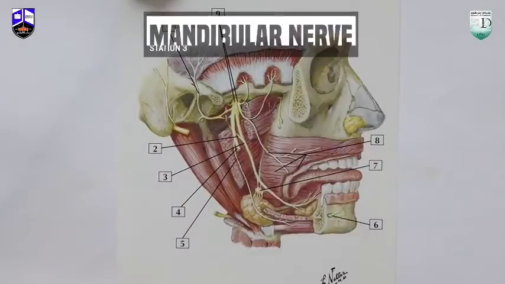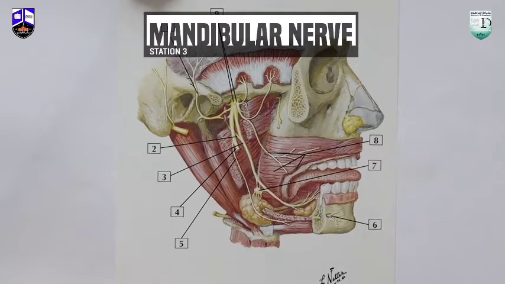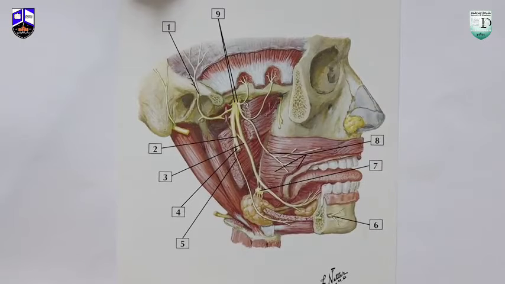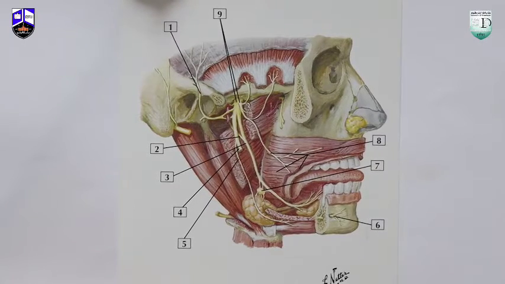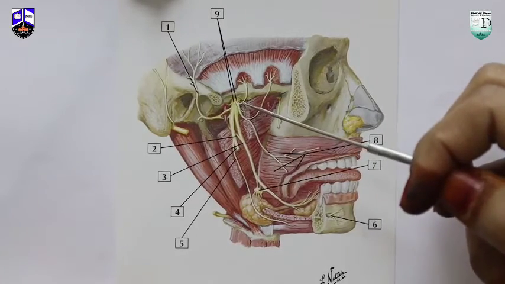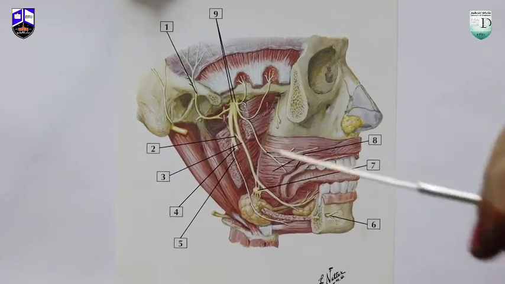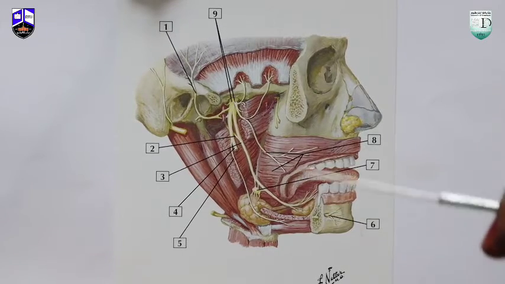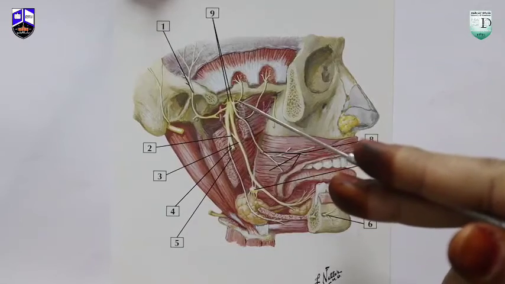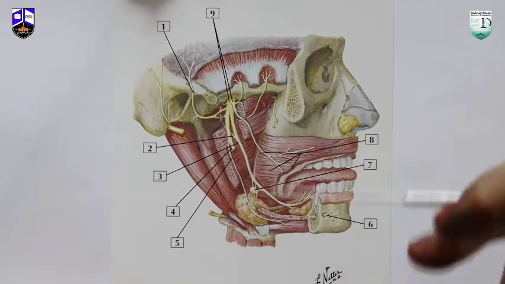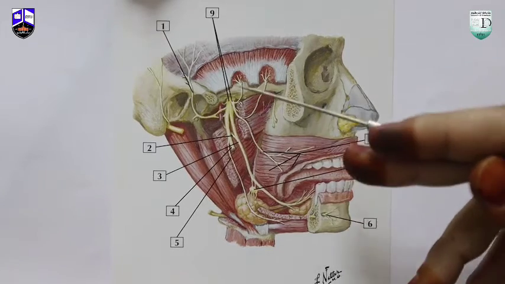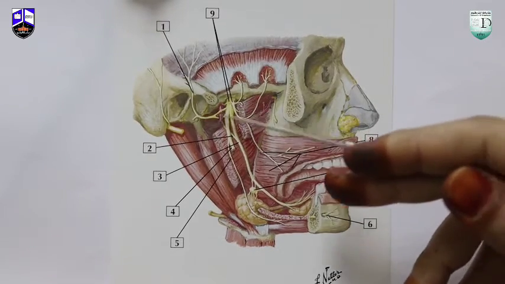The third station is concerned with discussing the mandibular nerve. The mandibular division from the trigeminal ganglion within the middle cranial fossa passes lateral to the cavernous sinus, and then it exits the cranial cavity by passing through the foramen ovale, together with the motor root of the trigeminal nerve. The mandibular branch and the motor root unite within the foramen ovale to form the mandibular nerve trunk.